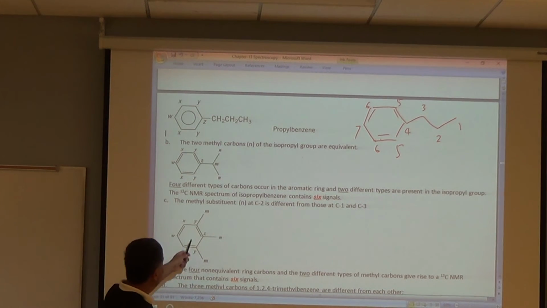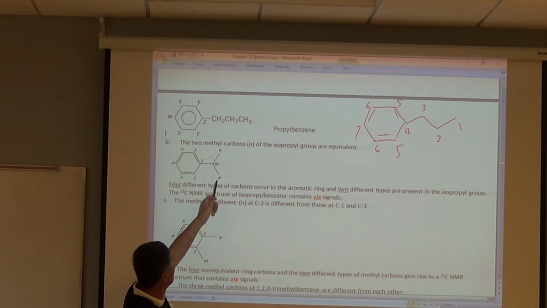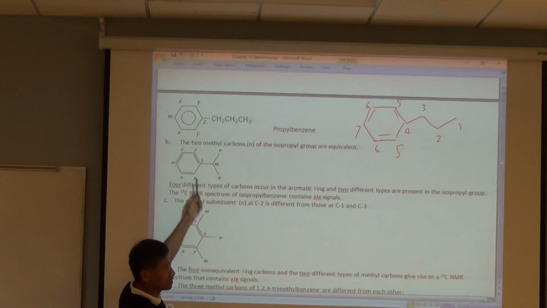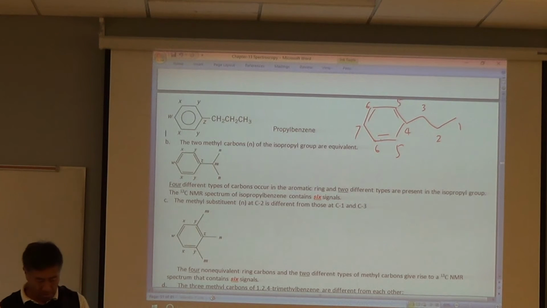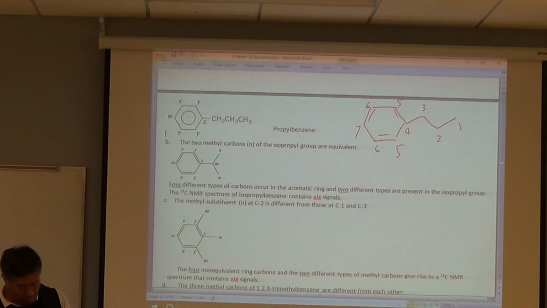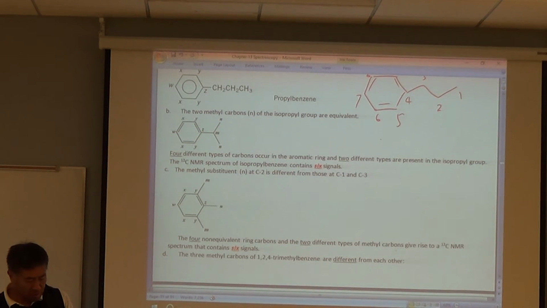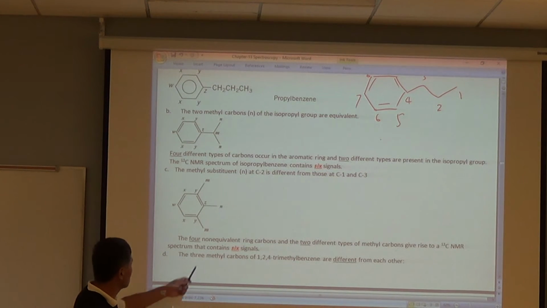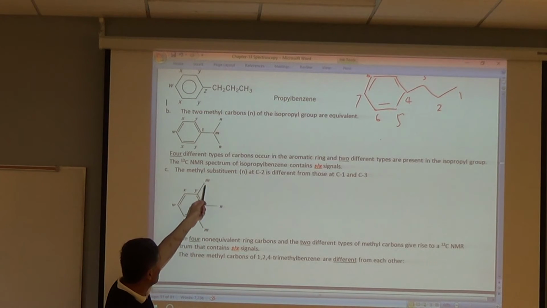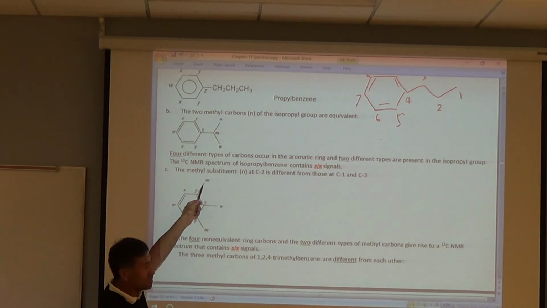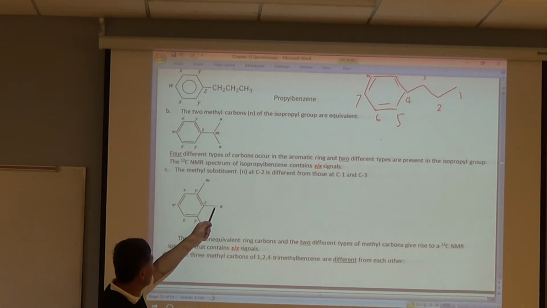B has 6 signals: 1, 2, 3, 4, 5, 6. So that's 6 different carbons. And C also has 6. So C is 6. Pretty much like all these three syntheses, these metals, these elements are the same. There were 1, 2, 3, 4, 5, 6.